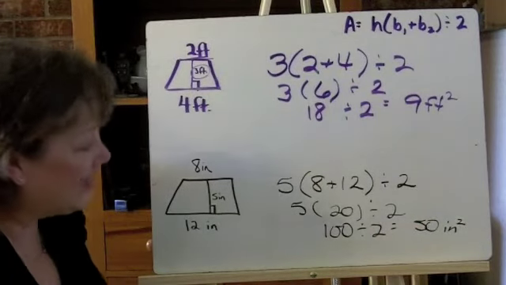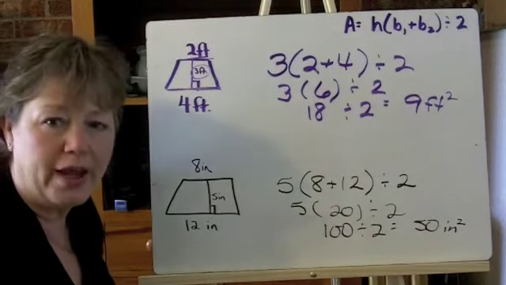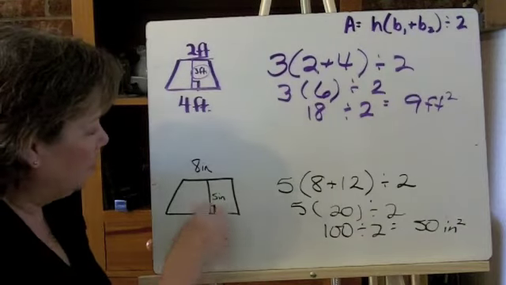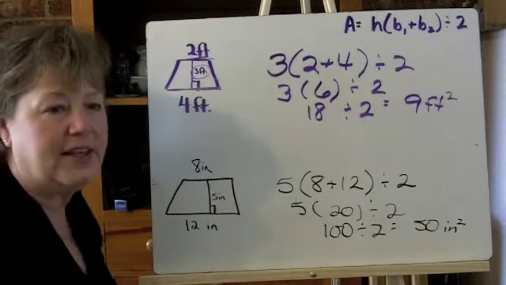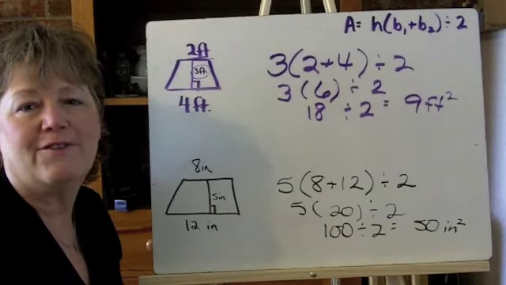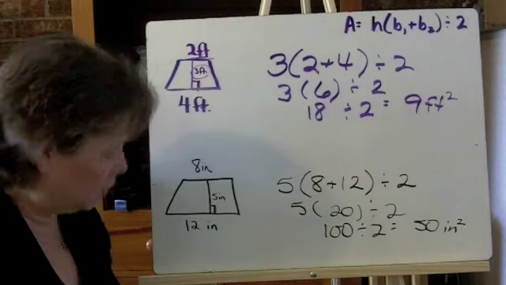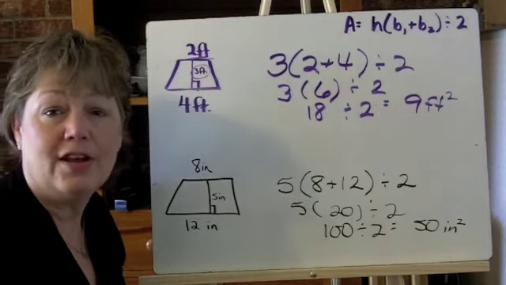Because when I'm finding area, it is a squared unit. Inch times inch, feet times feet, that squares. The foot squared or the inch squared. So that's the area of a trapezoid.